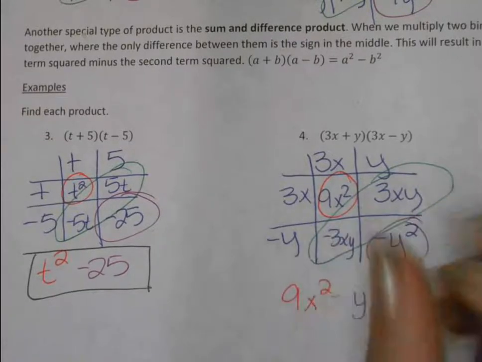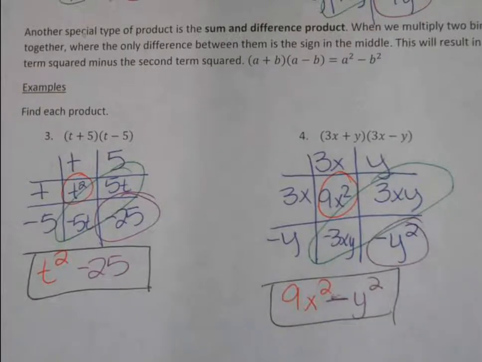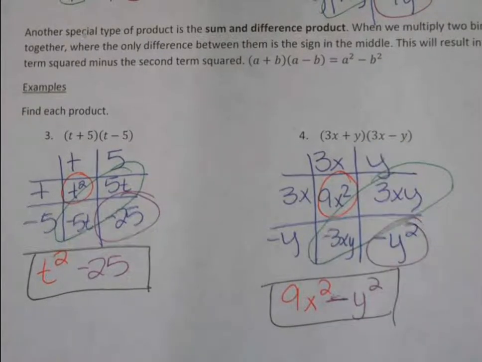What do you notice with these ones? Yeah, so the middle terms cancel out. Whenever they have opposite signs, the middle terms should cancel out. Questions here? Okay. Take a few minutes to work on the 4 on the back.